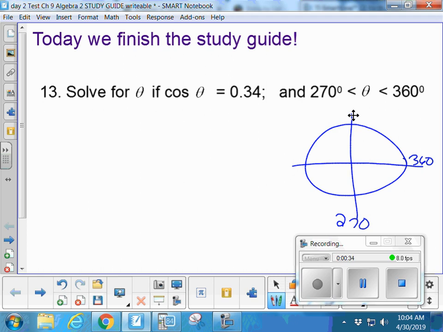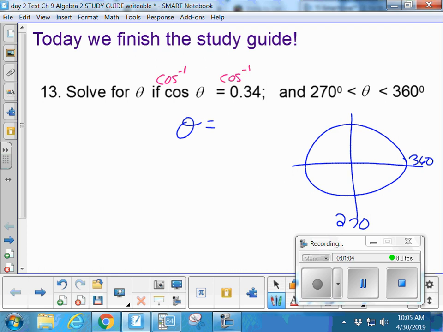Speaking of the calculator, what will we type in to solve for theta? If cosine theta is 0.34, how can I get theta? Somebody in here knows. What did Madison say? I don't know if it's just cosine of negative 1. Yeah, cosine -1, but she's going to sound like a scholar and say cosine inverse. Cosine inverse, 0.34.